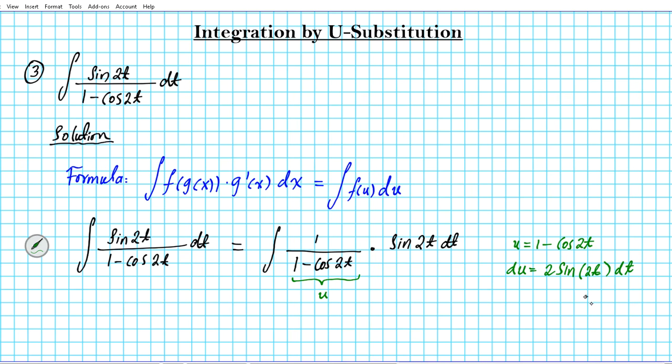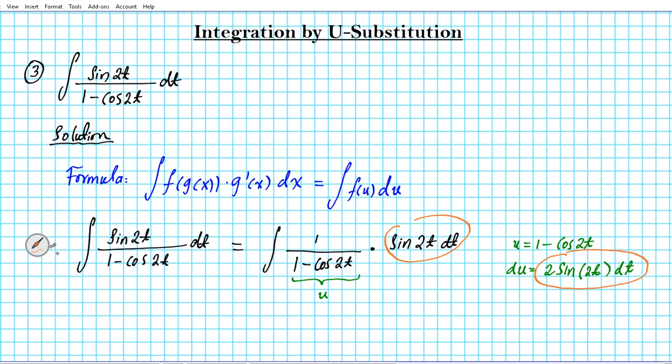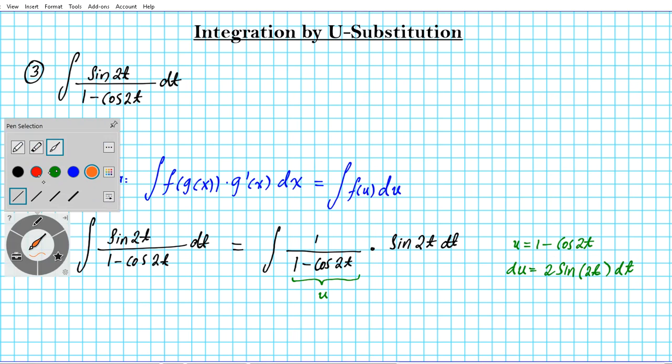The question now is, do we have a clean substitution? Take a look at what we have here, sine 2t dt, which we want to substitute also, and over here we have 2 sine 2t dt. Do we have a match? The answer is no, we do not have a match. Sometimes we have a match, sometimes we don't. In this particular case, we do not, so we have to carry out some arithmetic operations to make sure that they match.